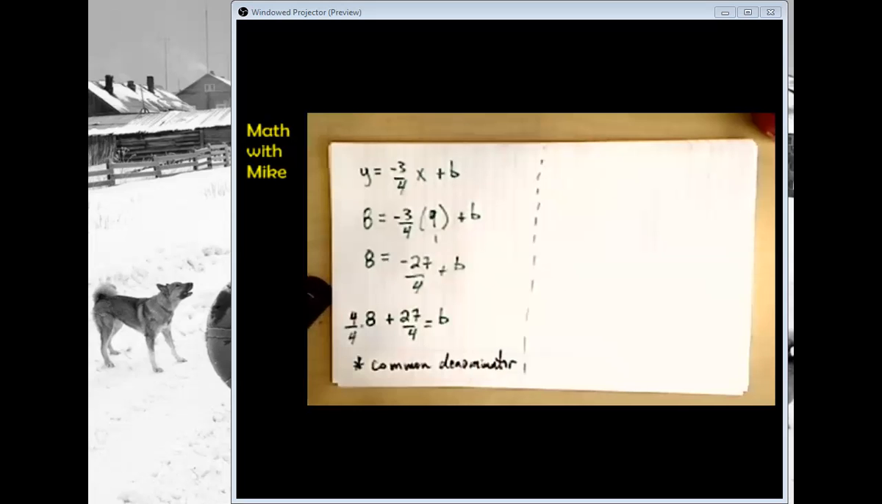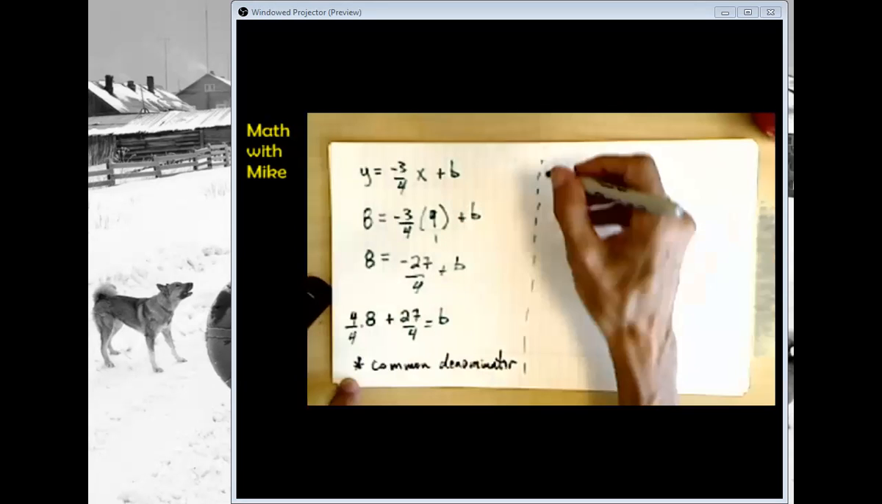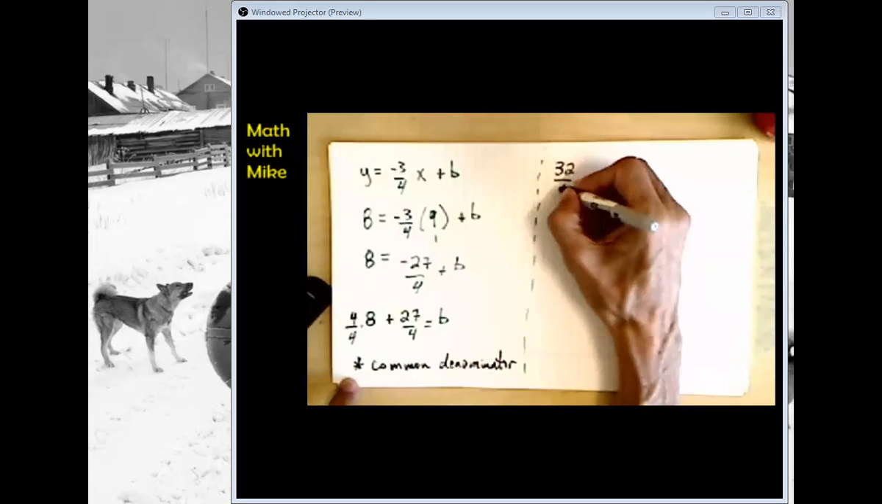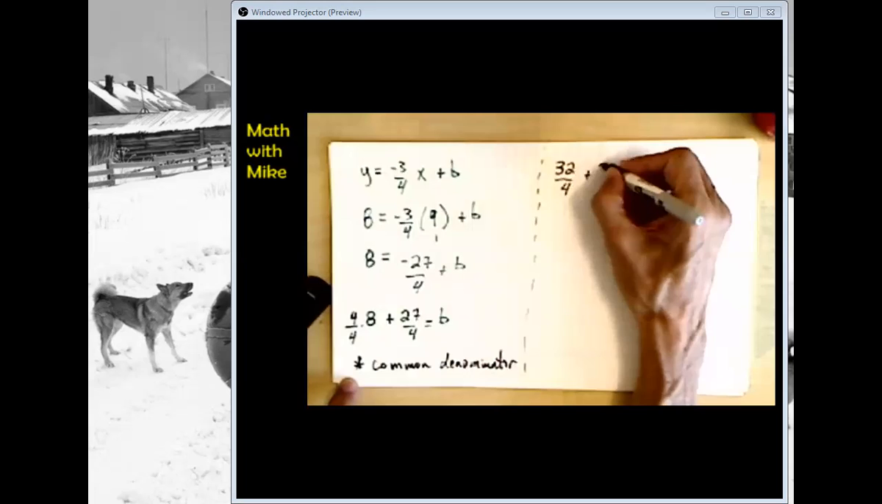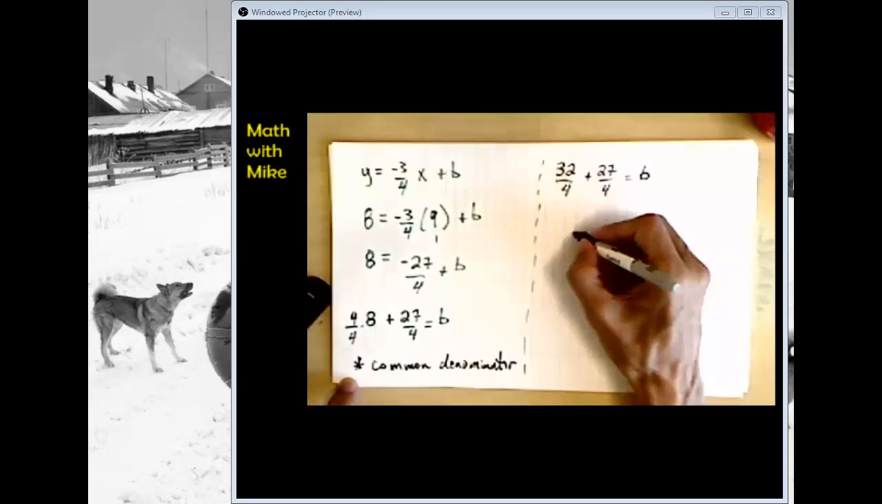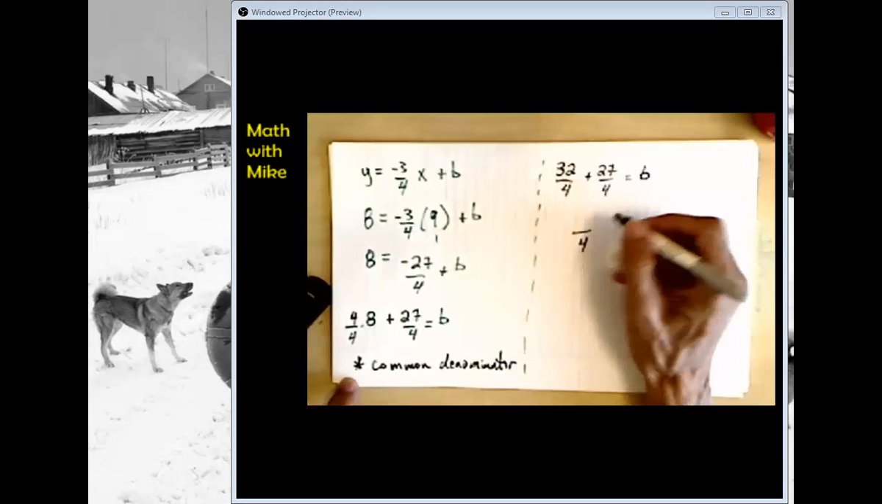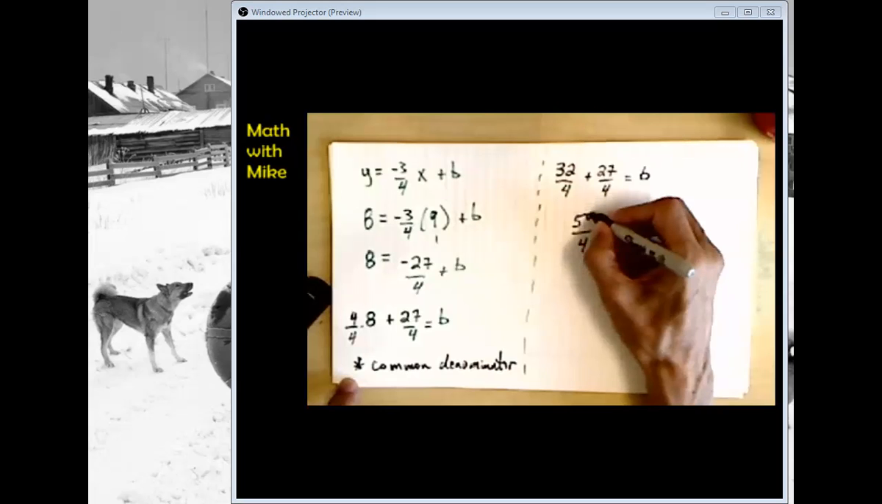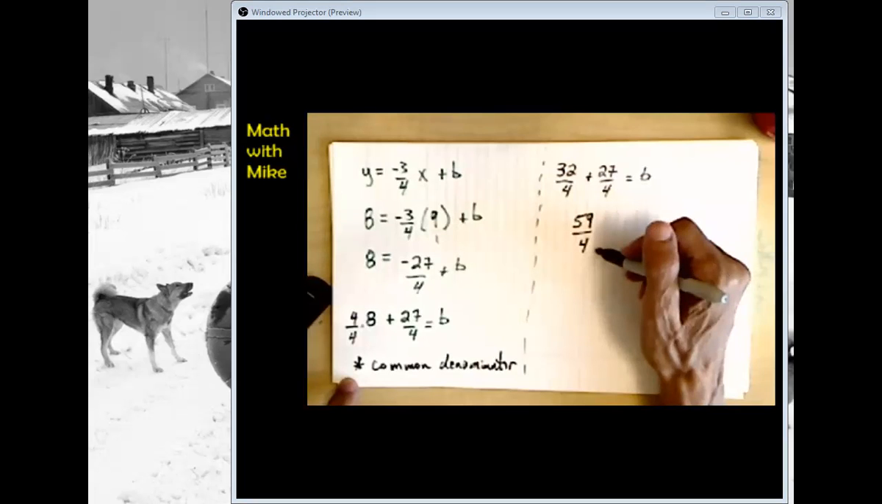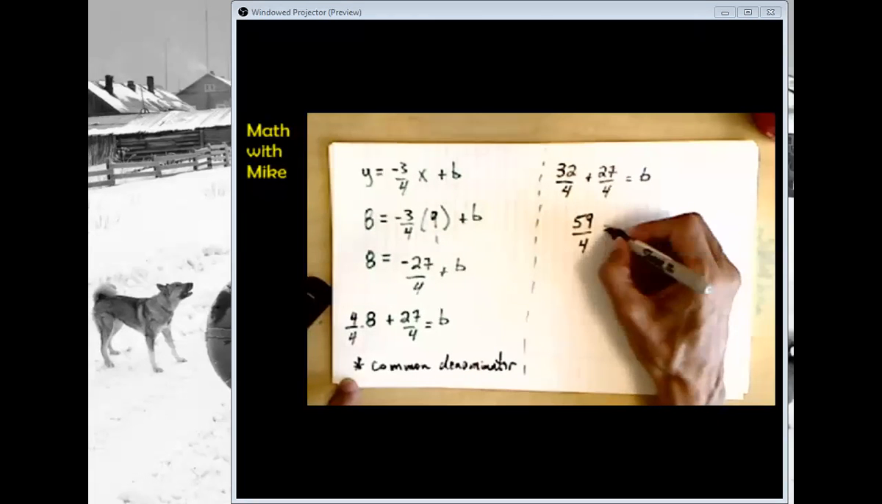Moving forward, what's now 4 times 8 going to be? The top part. 4 times 8 there, Hideo. Nice. 32. Okay, it's 32 over 4 plus 27 over 4 is equal to B. Nice. 59, you add the tops, but the bottom stays the same, okay? So this is going to be our B value.